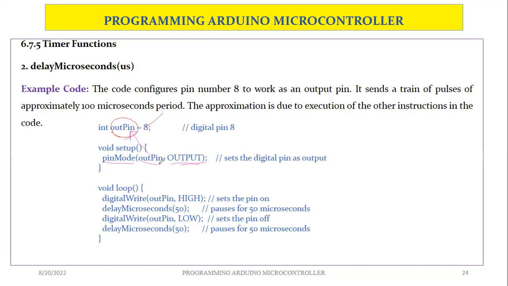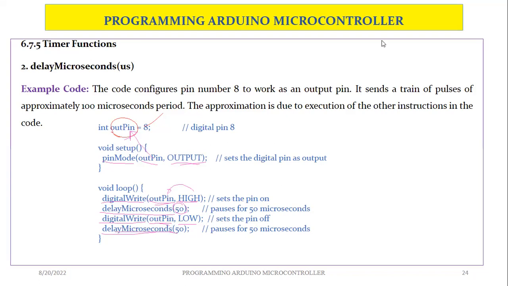So under the void loop section, we're using the digital write function to turn on that pin. So we are sending a high signal to the digital pin number 8. So we're turning on the pin. Then we're putting a delay. So this one is delay microseconds, and therefore now we are pausing the program for 50 microseconds. Then again, we use the digital write function to that output pin number 8. We turn it off by sending a low signal to it. And then again, we put another delay of 50 microseconds using delay microseconds function.